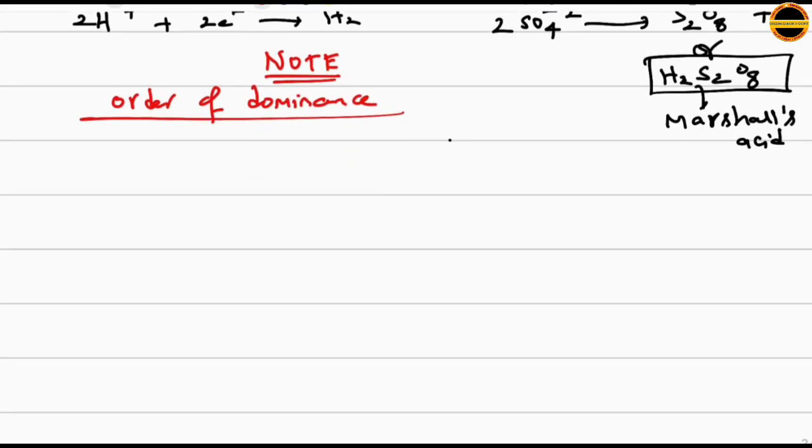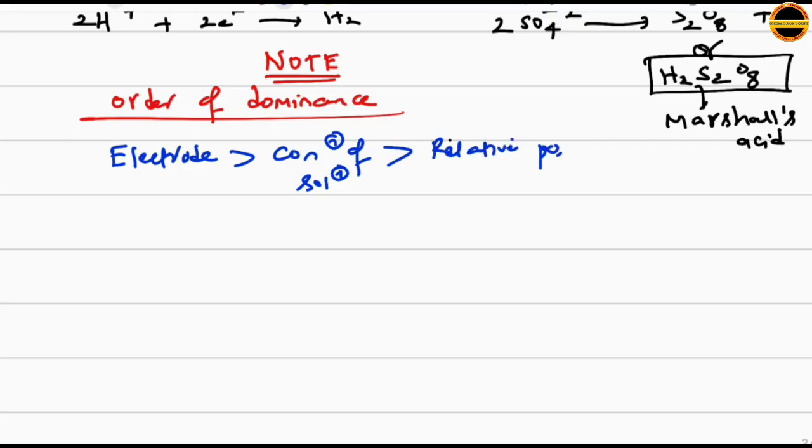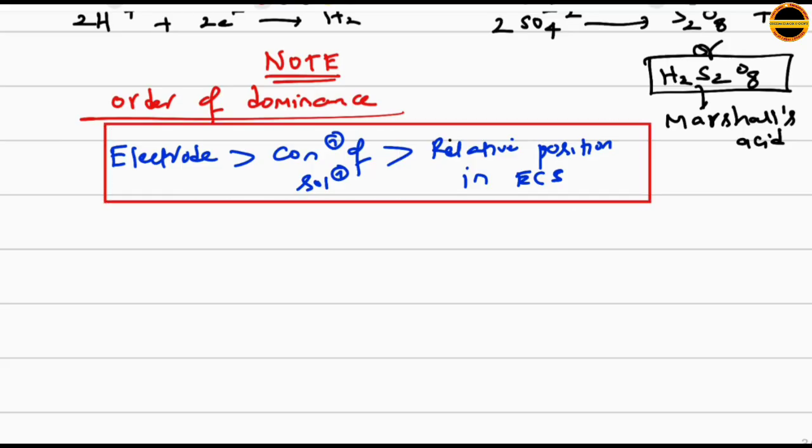With respect to order of dominance, whenever there is an active electrode, then the electrode is the dominating factor, then concentration of solution, followed by relative position in the electrochemical series. I am writing ECS, the electrochemical series. So what is the meaning of this? Whenever the electrode is active, the electrode itself participates in the reaction. Here you specify if it is active. If it is active, then it itself participates in the reaction.